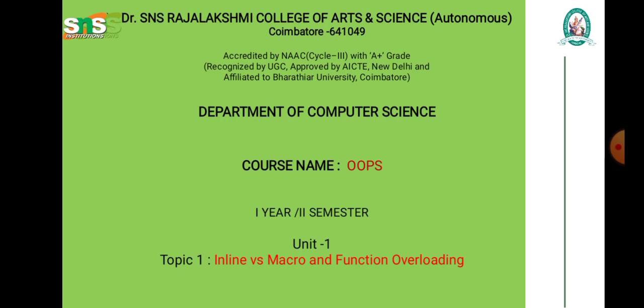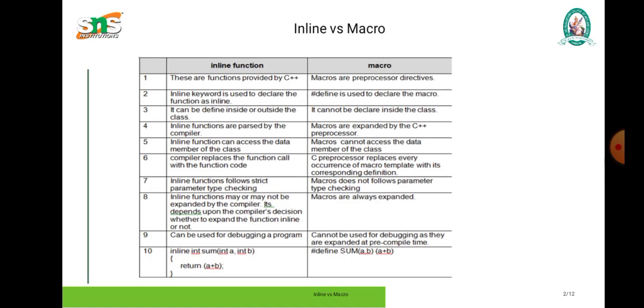Today we are going to discuss inline versus macro and function overloading in object-oriented programming. So let's see the difference between inline and macro. The first point: inline functions are functions provided by C++, and macros are preprocessor directives. And the second point: the inline keyword is used to declare the function as inline, and for the macro, #define is used to declare the macro function.